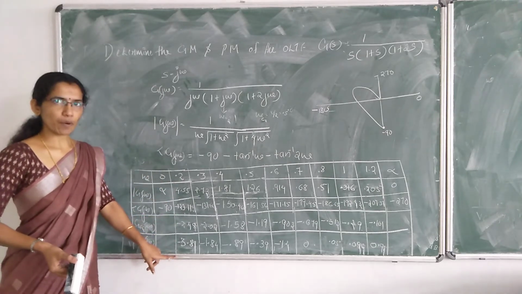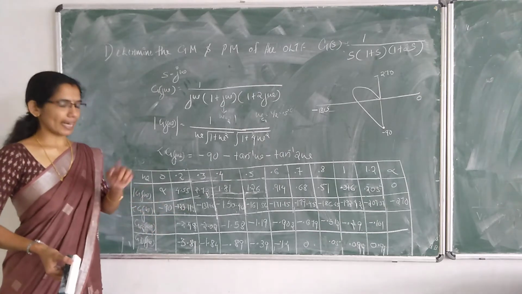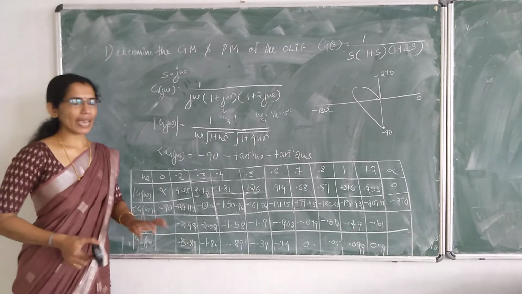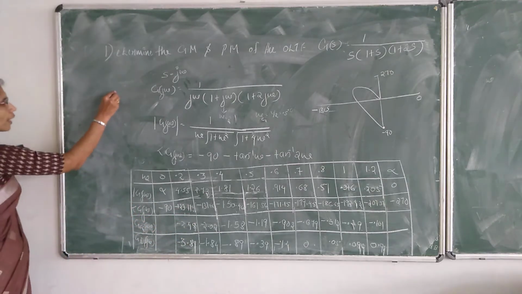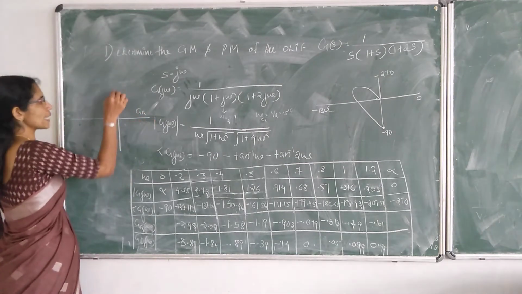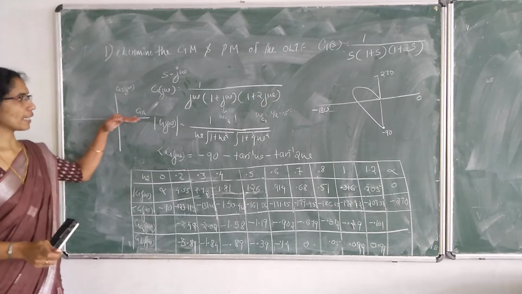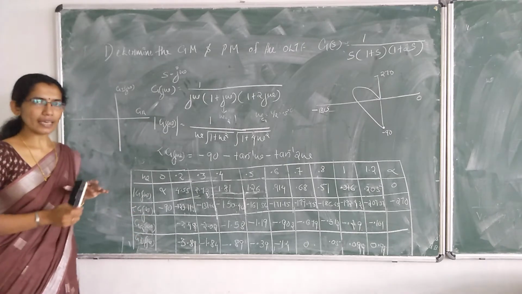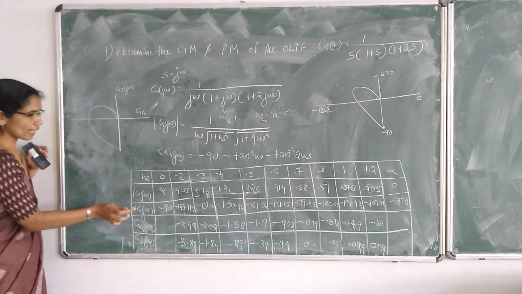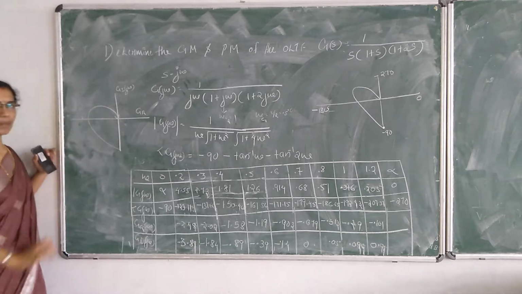Convert it to the corresponding rectangular value: 4.55 comma -123.11 gives the rectangular values -2.48, -3.81. Next draw it in the normal graph sheet, with real values on the x-axis and imaginary values on the y-axis, and we get the graph like this. This is the starting point and this is the ending point. With all the remaining points, we get the graph like this.